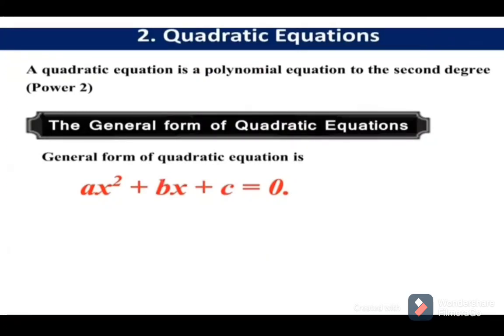The general form of a quadratic equation is ax² + bx + c = 0, where a, b, c are real numbers and a should not be equal to 0. Okay, now let's move forward.